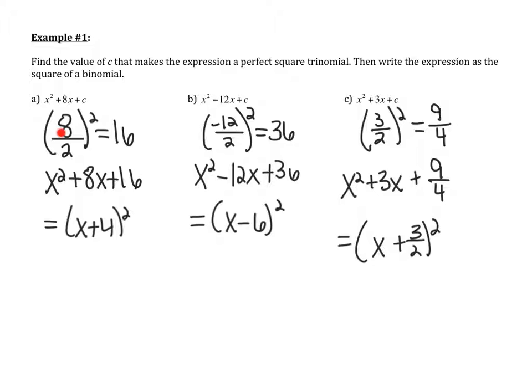I noticed that every time I divided by 2 and then squared it, before I squared it, that number that I got in here is the number that ends up in the parentheses. So 8 divided by 2 is 4. So when I broke it down, it was (x plus 4) squared. Same thing here. When I took negative 12 divided by 2 is negative 6. And then when I broke it down, it was (x minus 6).